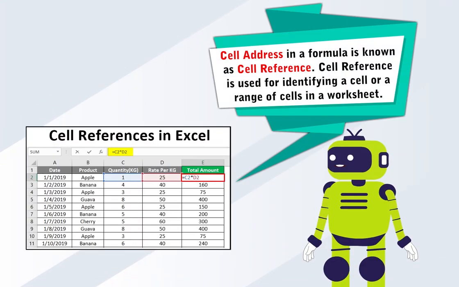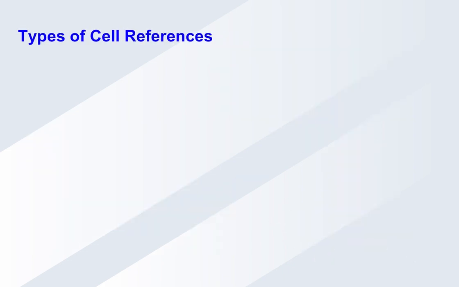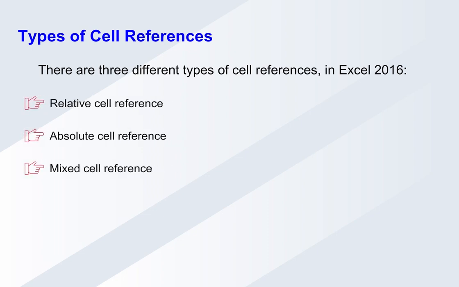Cell reference. Cell address in a formula is known as cell reference. Cell reference is used for identifying a cell or a range of cells in a worksheet. References help to look for the values which are to be used in a formula in different parts of a worksheet. Types of cell references. There are three different types of cell references in Excel 2016. Relative cell reference, absolute cell reference, mixed cell reference. Let us learn about them.